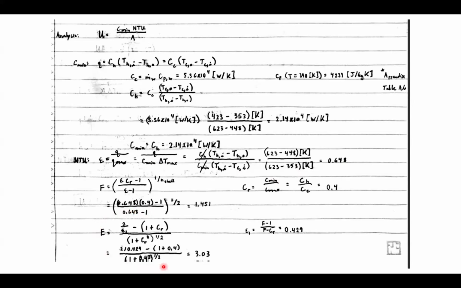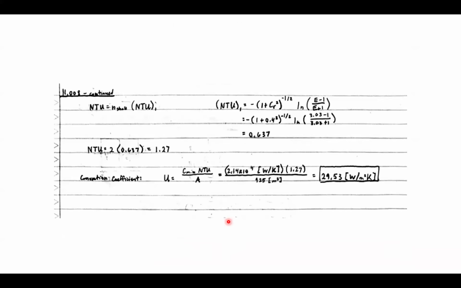Looking at this E term, plugging all the values in, the only new value we need is this effectiveness of the first shell pass. We can solve for that using the F and ratio of heat capacities. And so when we go through and solve for this E term, we get a value of 3.03. That number, I don't think, is really supposed to mean anything to you, but it's just a way for all of these relations to work out to give you an accurate number of transfer units.